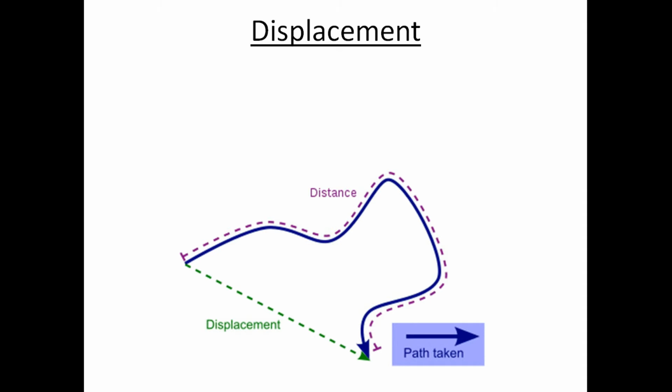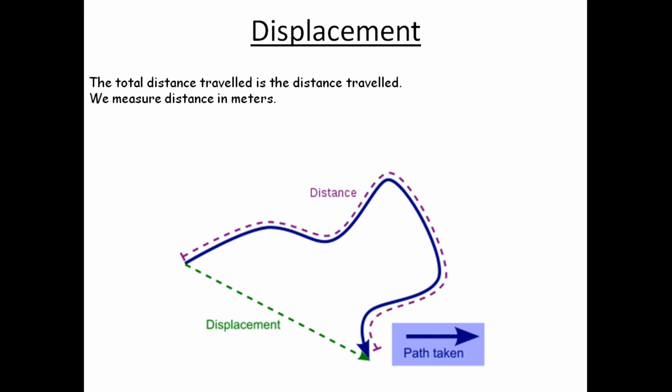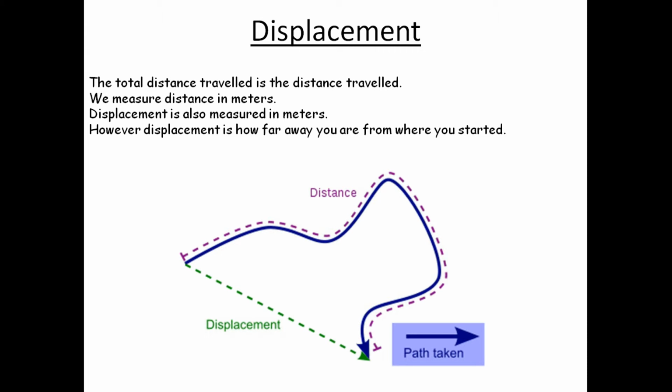Have a look at displacement now. The total distance travelled is the distance travelled. We measure distance in meters. Displacement is also measured in meters. However, displacement is how far away you are from where you've started.